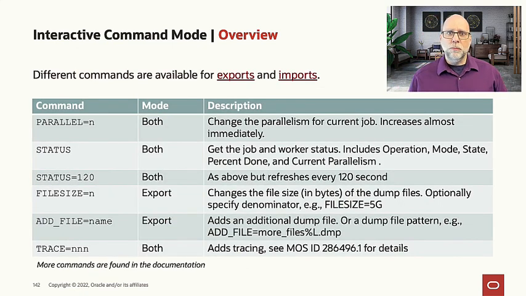Now, it's important to recognize that some of these commands apply to both export and import, such as getting the status of a job, for example, or modifying the parallelism of the job while it's running. You can even change the tracing on a job and implement tracing if you decide that you need to diagnose some issues with it. But others may only be export or only import. For example, the ability to change the dump file size that you are producing is, of course, only available on export because on import, the dump file size is already set. There are a wealth of commands that you can issue from the interactive command prompt to affect a running job, and you'll find those in the documentation.